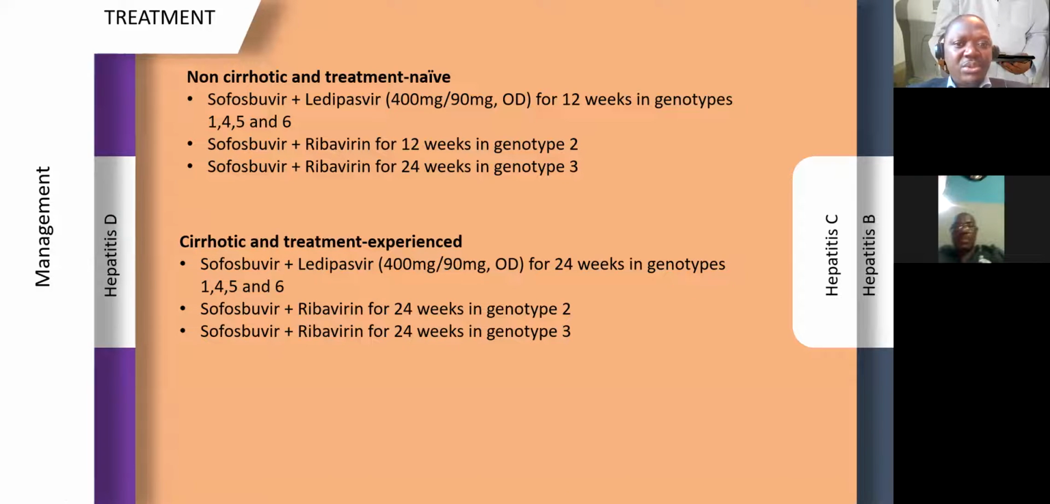For C, how do you handle them? I know many of you here are not excited about C because it's not a very commonly encountered issue in your practice. However, you are looking at non-cirrhotic and treatment-naive patients. There are specific medications which are available for cure. For those with cirrhotic and treatment experience, then there are these medications as well.